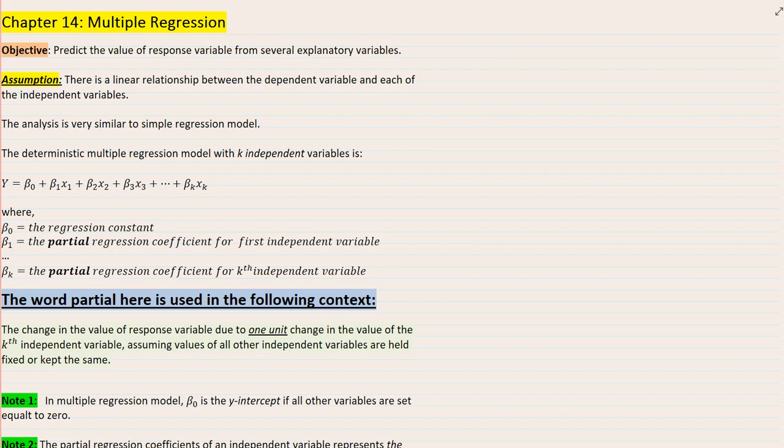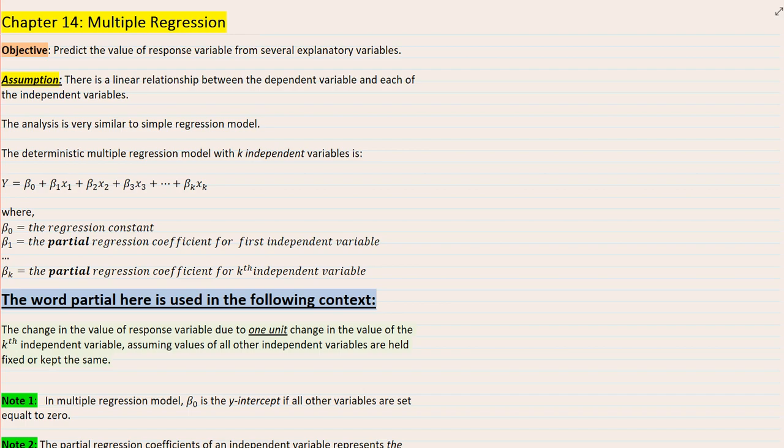14, we're going to talk about multiple regression. Now, coming to this chapter, in chapter 13, we talked about simple linear regression, where we had a single independent variable x. The objective in that chapter, simple regression, in that analysis, was to predict the value of dependent variable or response variable from the knowledge of the value or values of independent variable or explanatory variable x.